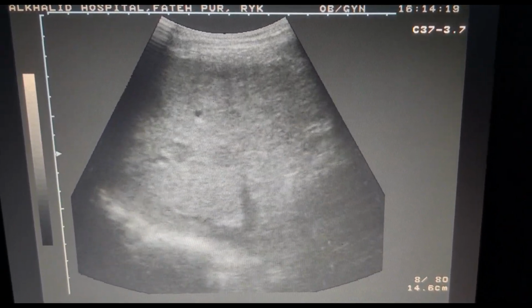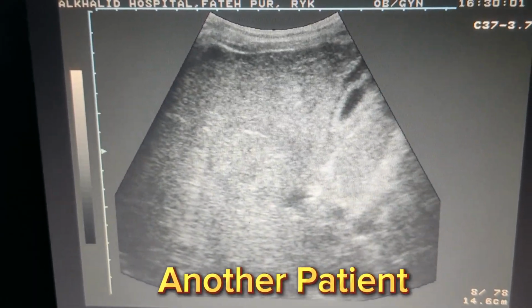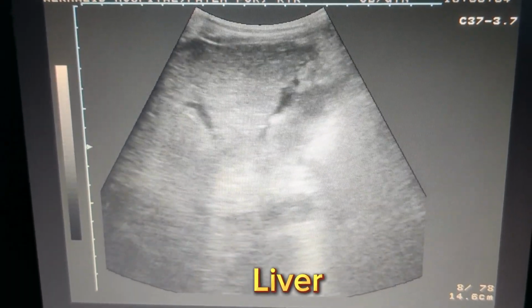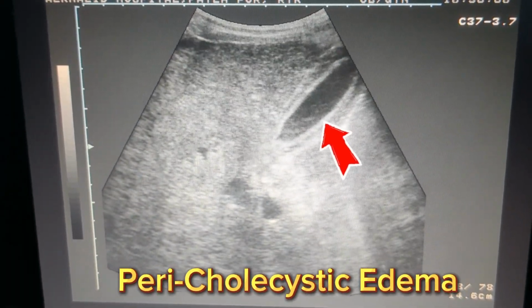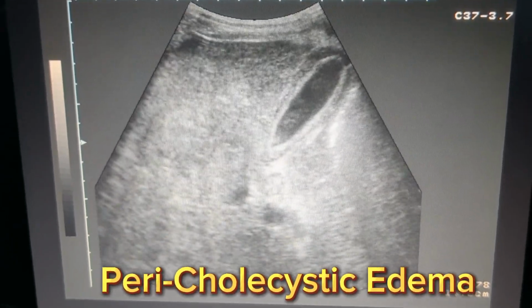Now the video of the second patient starts. This is the second patient. Look at the liver texture that is hyperechoic or increased echogenicity. Look at the gallbladder, fluid around it, pericholecystic edema.